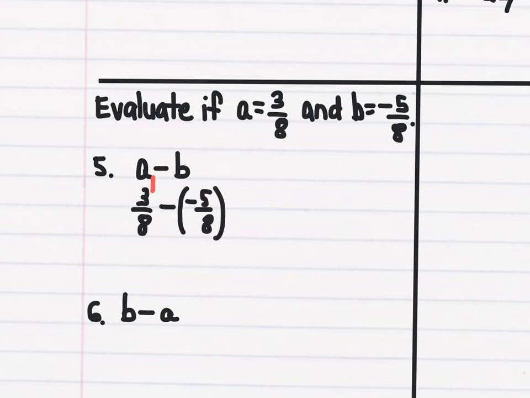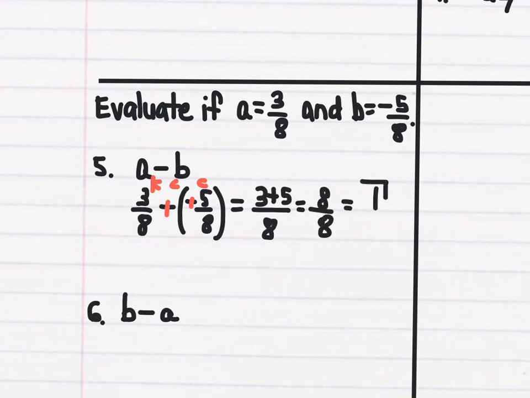I'm going to squeeze that in. Keep, change, change. So it's going to be plus positive. So now it's just an adding problem. So then here we're going to have 8 in the denominator, and then in the numerator you're going to have 3 plus 5. Okay, well that just equals 8/8, and we always want to simplify, and the answer here is just 1.